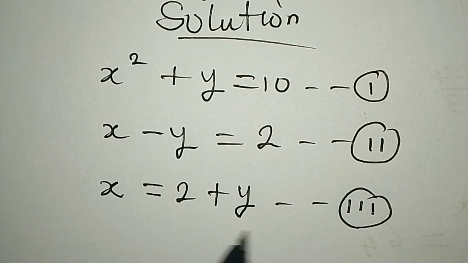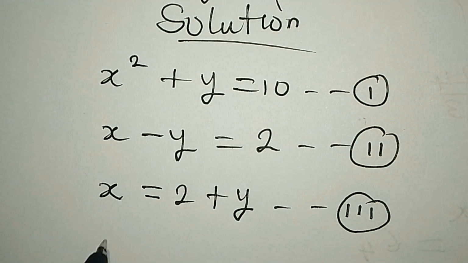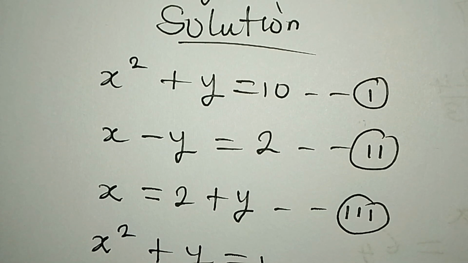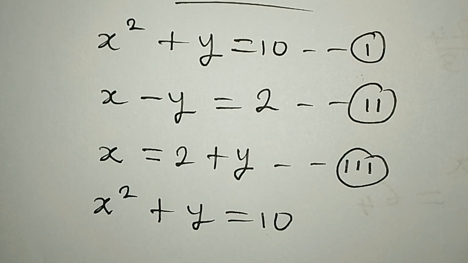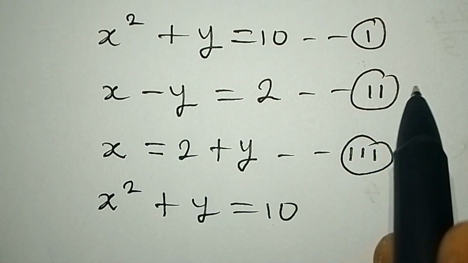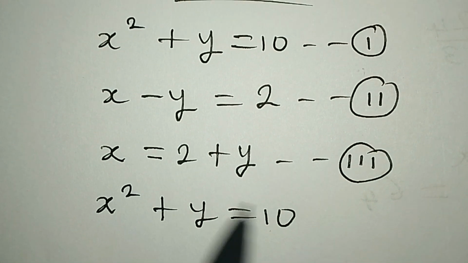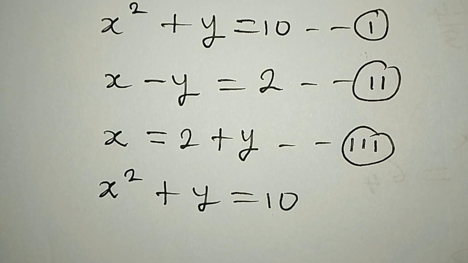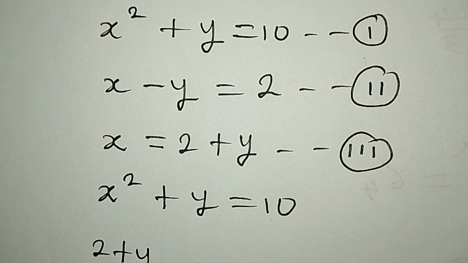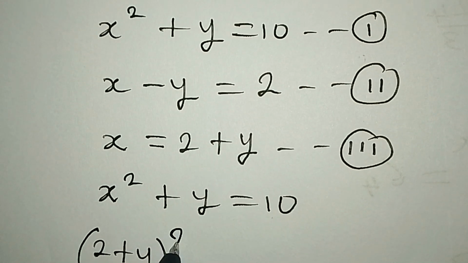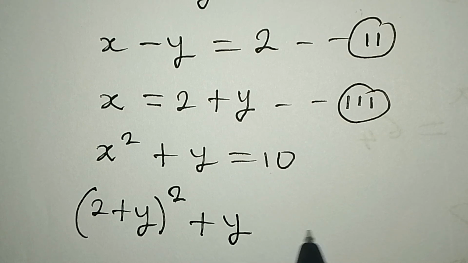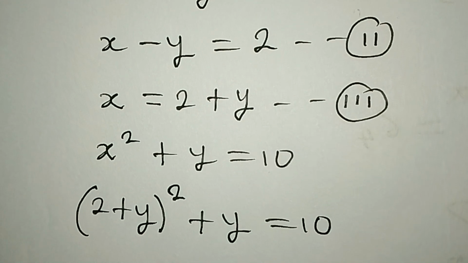Now, this equation 3, we have to put it back into equation 1: x squared plus y equals 10. You cannot put equation 3 into equation 2 because it is equation 2 that gave birth to equation 3, right? So now, in place of x squared, I'm going to write (2 plus y) to the power of 2, and then we have plus y, and this is equal to 10.